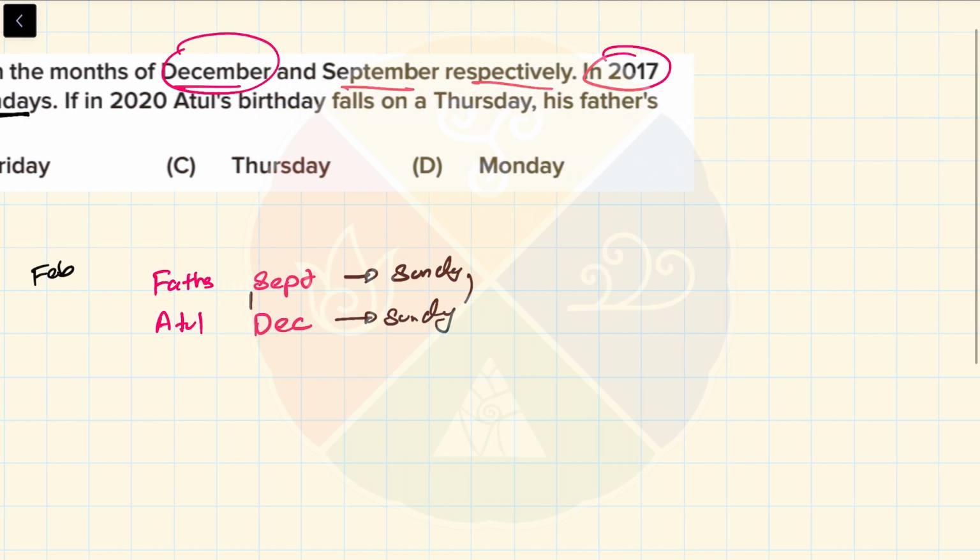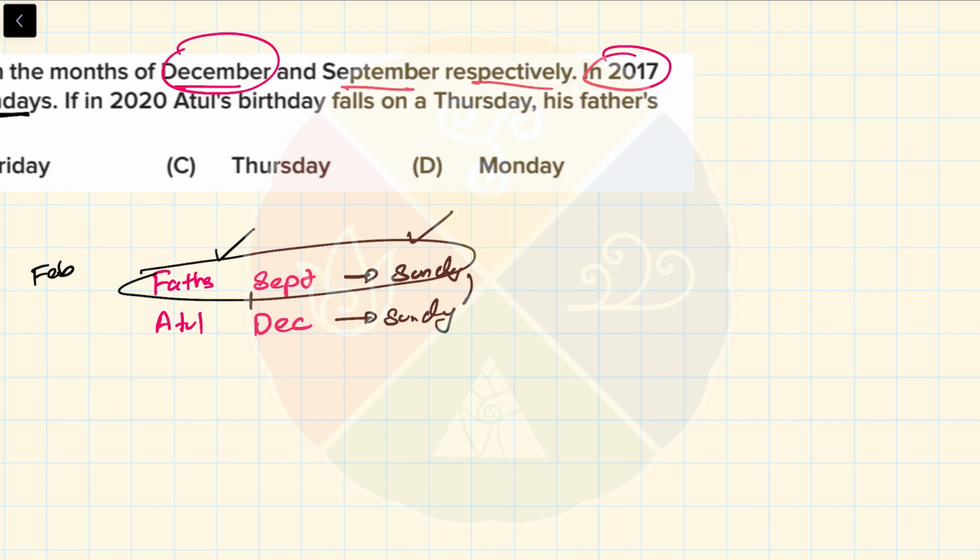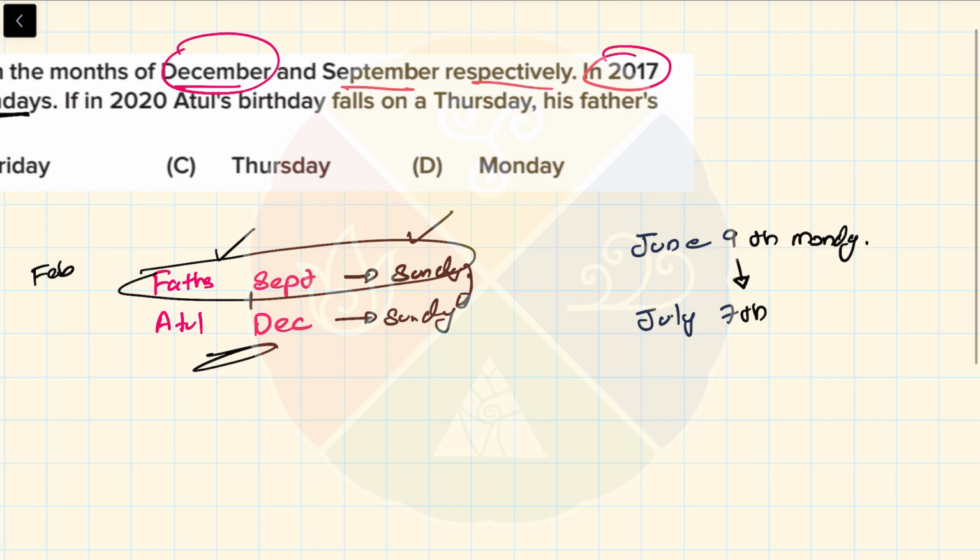For example, imagine you only know one person's birthday, and also the day on which he was born. If you know the next person's birthday, we can find the day on which that person was born just by finding the difference of dates. For example, if I have the day June 9th, Monday, let's say that is today. If that is the case, then if I wanted to figure out which day is on July 7th, I just have to find the difference between these two.